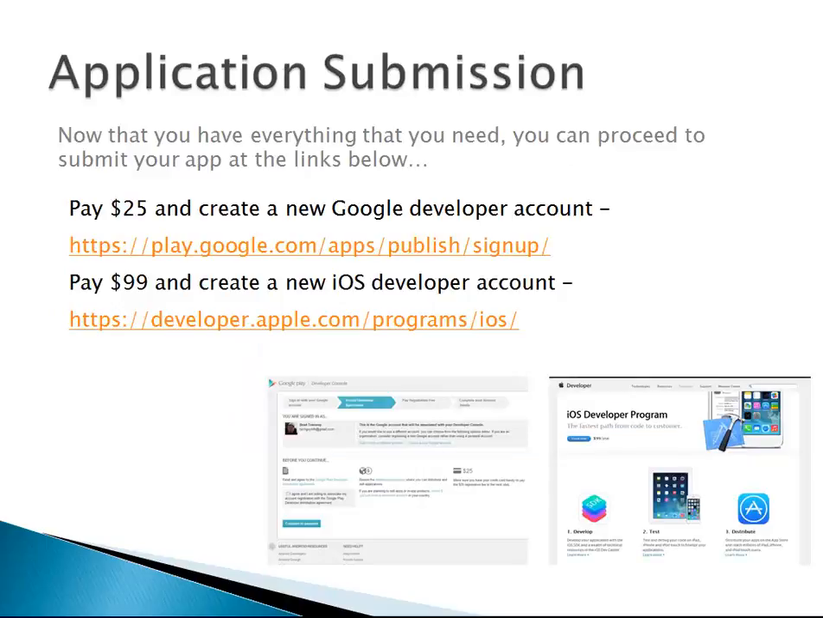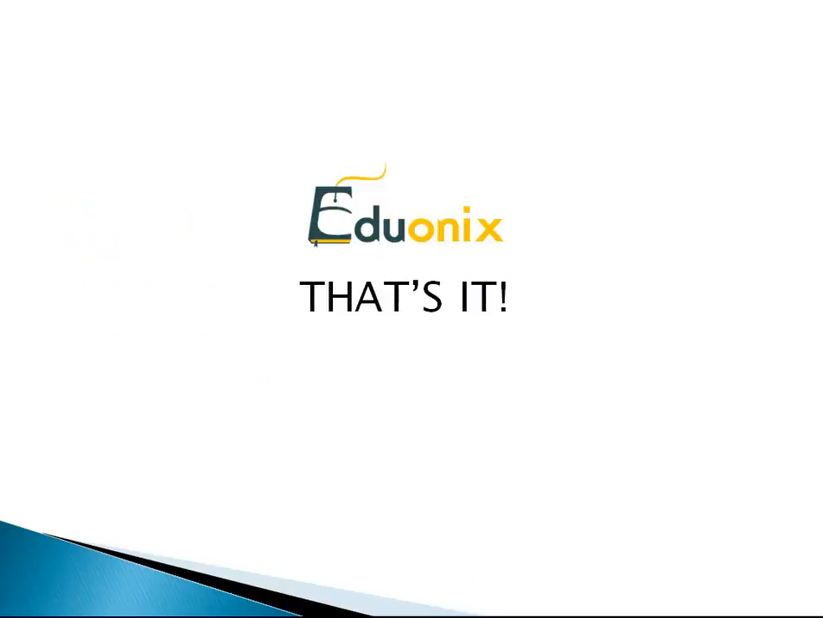Alright, so application submission. Now that we have everything that you need, you can now proceed to submit your app at the links below. So you pay the $25 for Android apps. You can go to this link, pay your $99, create a new iOS developer account, go to this link. And these are what the pages look like. So that's pretty much all you need to know to submit your application.